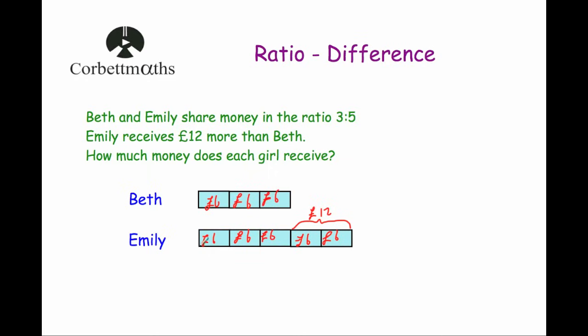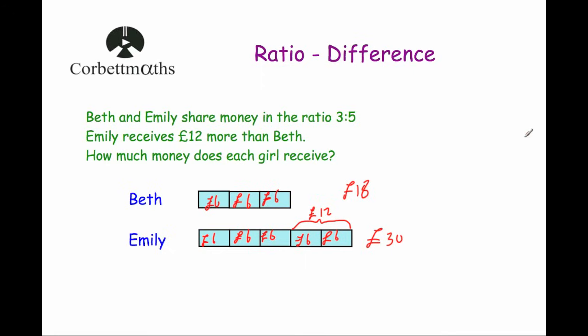So Emily has got 1, 2, 3, 4, 5 lots of £6. So 5 lots of £6 would be £30 for Emily. And for Beth, 1, 2, 3. So 3 times 6 is equal to £18. So again, we've got the same answer. We've just used the diagram to help us. And sometimes a little diagram like that can be really useful.